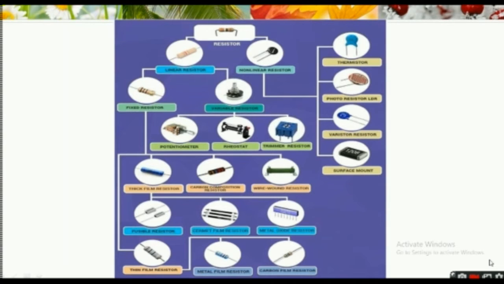Types of resistor. Resistors are generally classified into two types: linear resistor and nonlinear resistor. Linear resistors are one of the most commonly used resistors. The resistance of a linear resistor remains constant even if the applied voltage is increased or decreased. They have a fixed resistance which does not change. Linear resistors have two further types: first one, fixed resistors, and second, variable resistors.